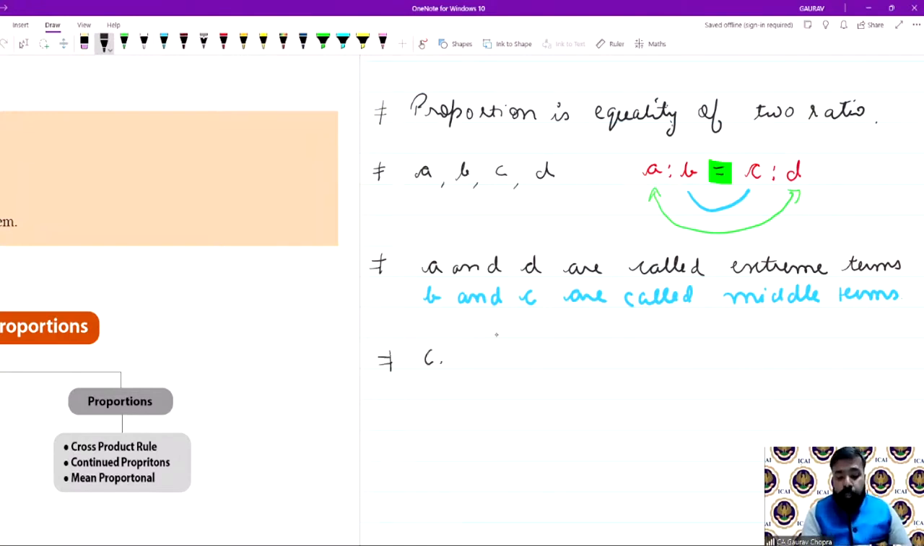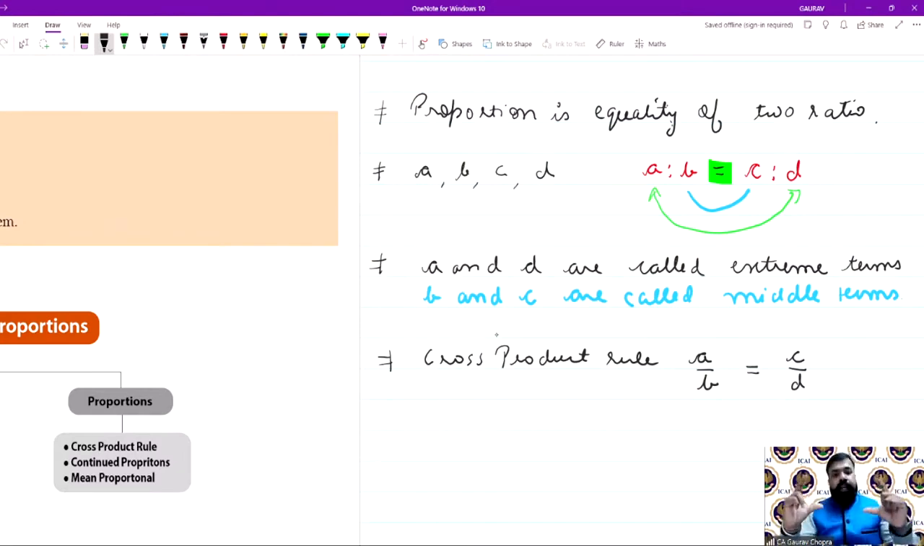If we apply a basic rule, that is the cross product rule, we write the ratio A is to B in the form of A by B, and C ratio D as C upon D. Since the ratios are equal, A by B becomes equal to C by D. There is one simple rule of cross multiplication. We simply cross multiply and see what we get. A into D becomes equal to B into C. So AD is equal to BC. This becomes the basic formula of the cross product rule.